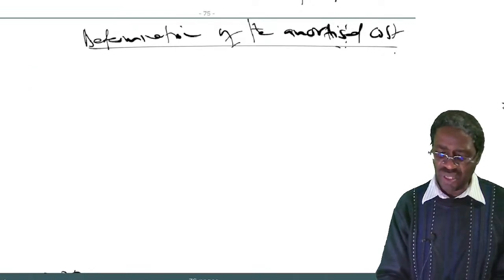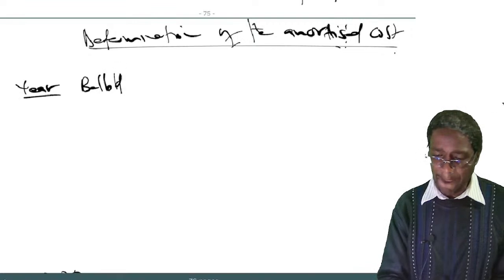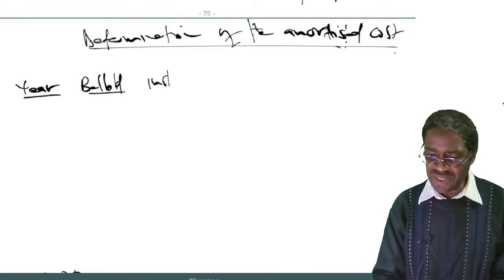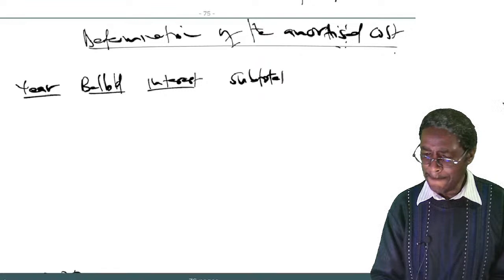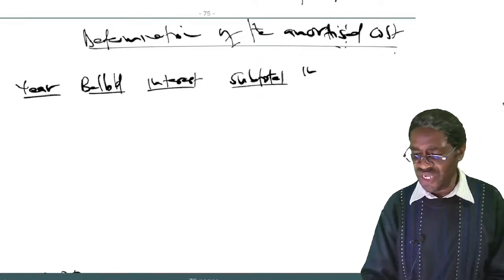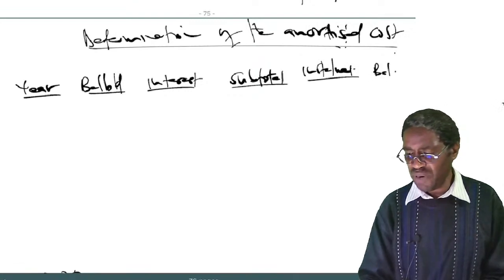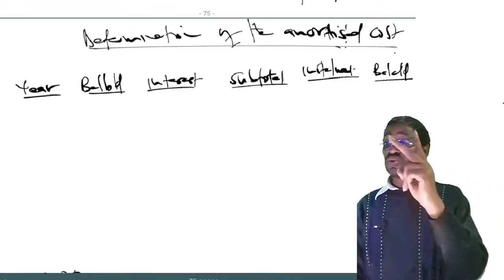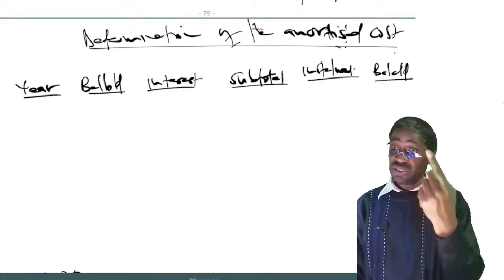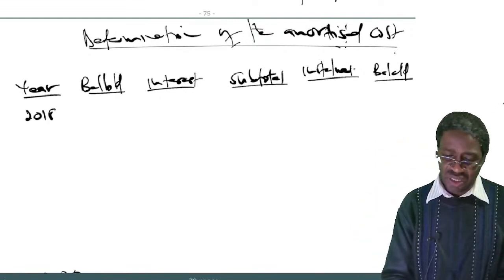So have a column for the year, have a column for the balance brought down, have a column for interest, have a column for the subtotal, have a column for the installment, then you have a column for the balance carried down. The question says we do the balance sheet for 2 years. That is 2018, 2019. But I'll need data for 3 years. I'll explain it.